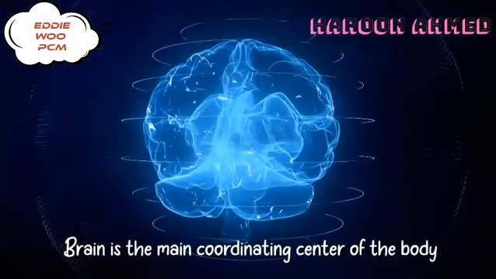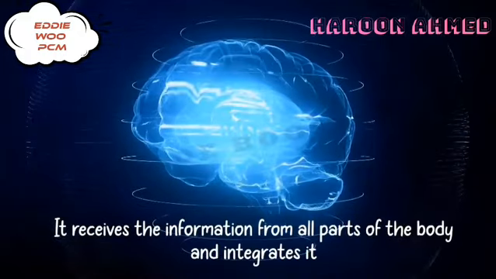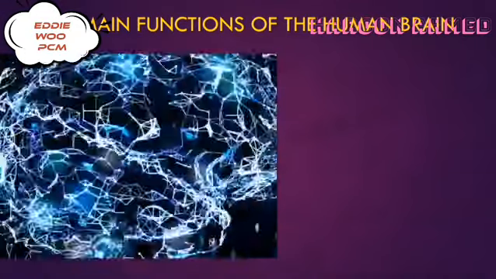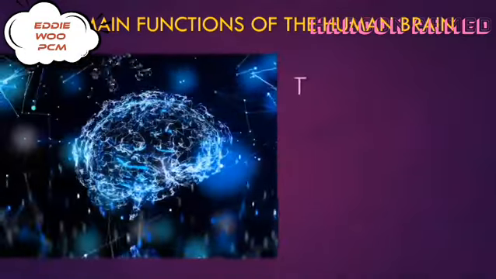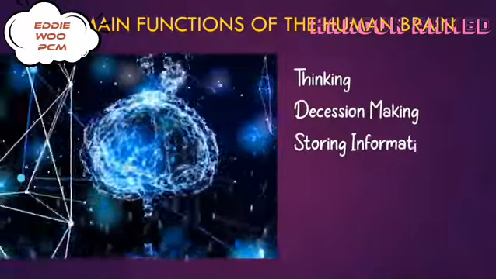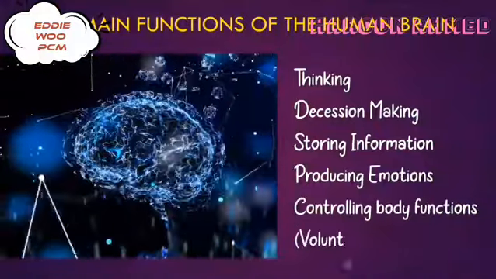Brain is the main coordinating center of our body. It receives the information from all parts of the body and integrates it. The main functions of our brain are thinking, decision making, storing information, producing emotions, and controlling body functions.